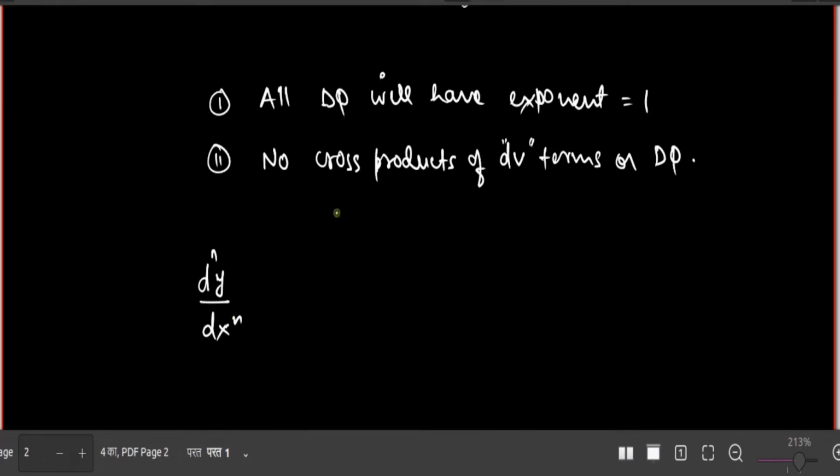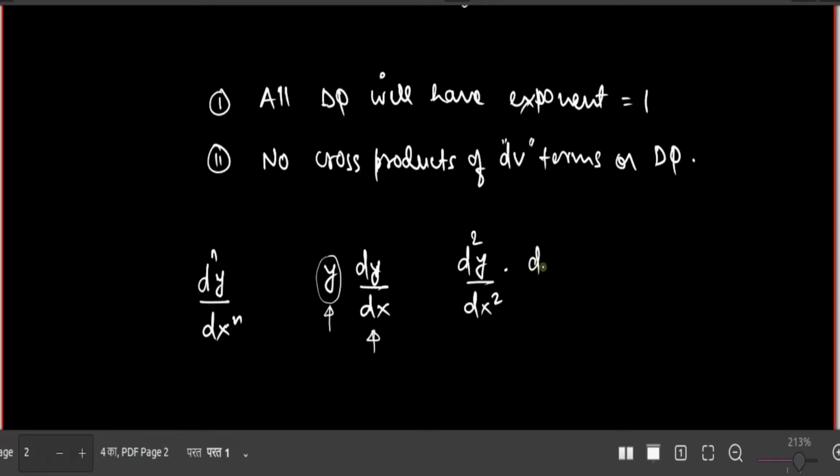The second condition says there is no cross product of the dependent variable or the differential quotients. That is, you cannot have y times dy by dx. That's not allowed, because you are having a product of the dependent variable and the differential quotient. Or you cannot have a product of two different differential quotients also. This is also not allowed.